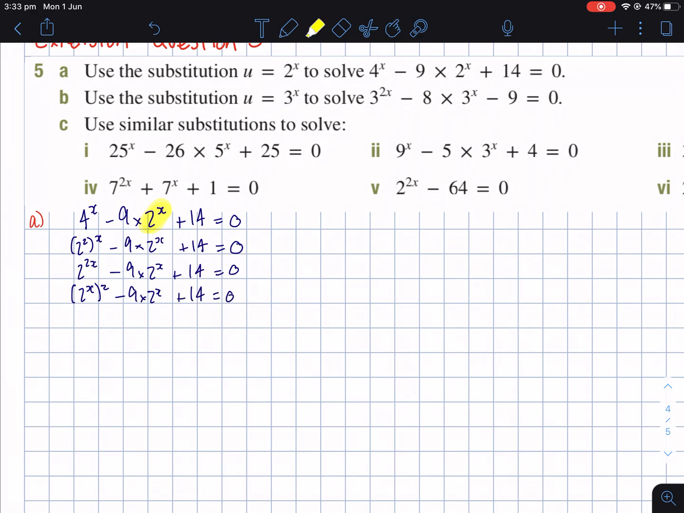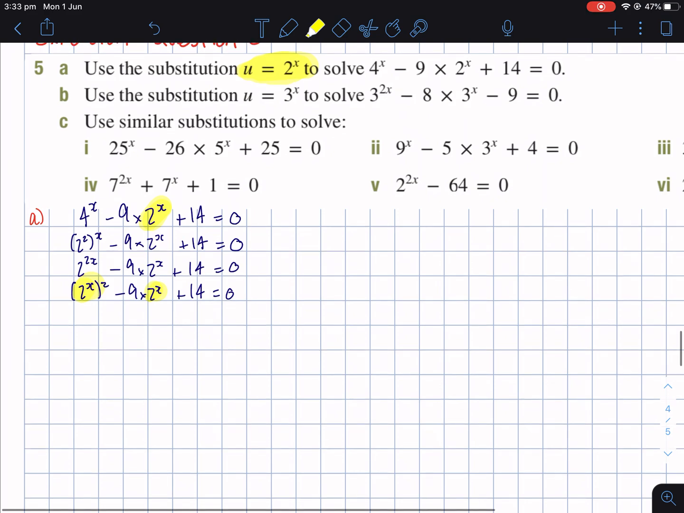Oh, sorry, just to backtrack. This was also a pretty big hint. So now I've got 2 to the x squared, take 9 times 2 to the x plus 14 equals 0. What I can do is I can just let u equal 2 to the x. Because then I've got u squared, take 9u plus 14 equals 0.